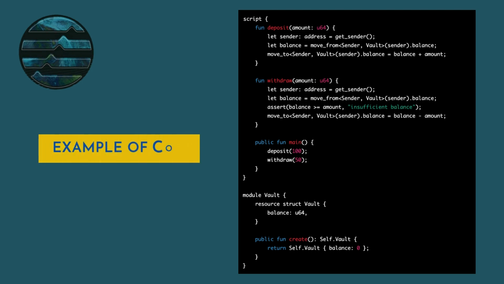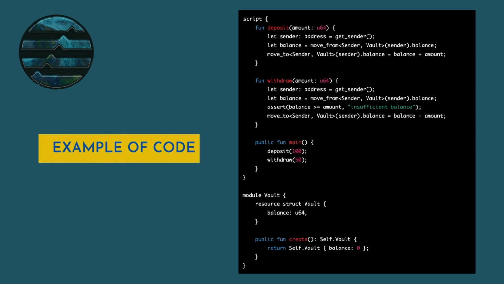Here's an example of Move code. This code defines a simple smart contract that allows users to deposit and withdraw funds from a virtual vault. The deposit and withdraw functions update the balance of the sender's vault. The main function calls these functions to deposit 100 units and then withdraw 50 units.